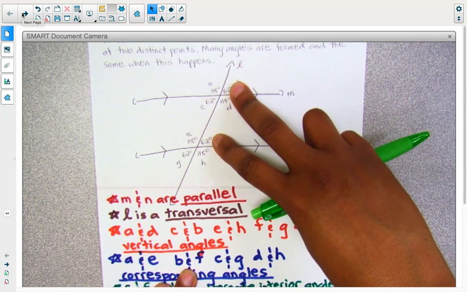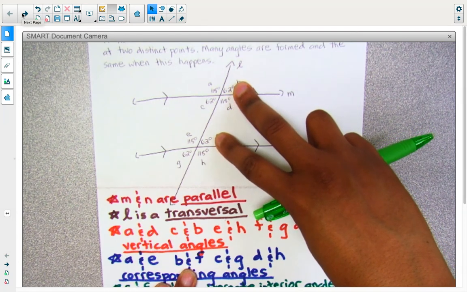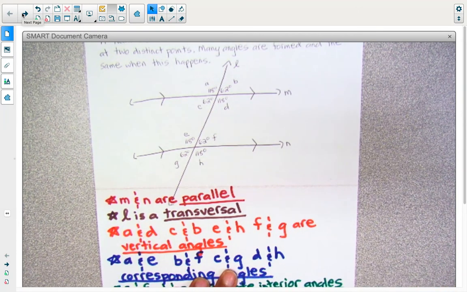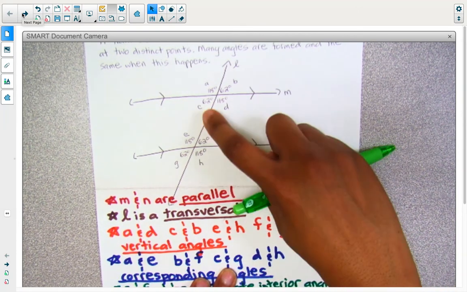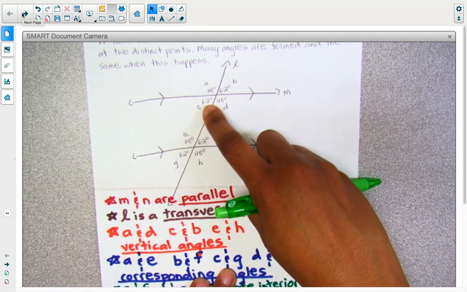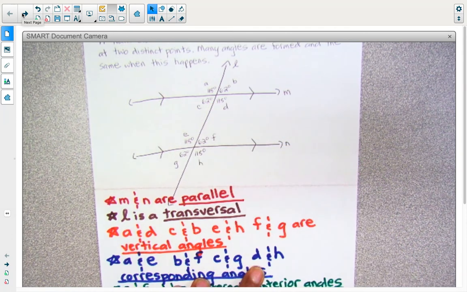Notice corresponding angles are congruent. They're both 62 degrees. C and G are corresponding angles. So there's C and there's G. So these are corresponding angles. And then D and H are corresponding angles.